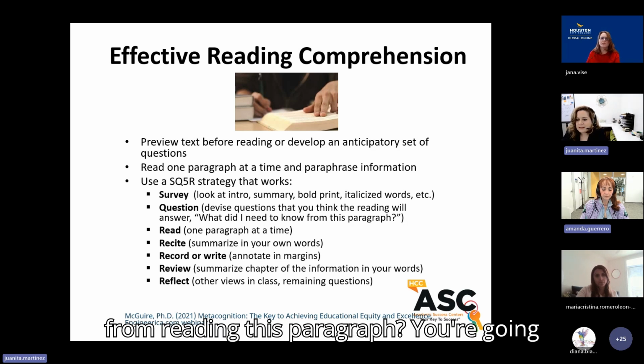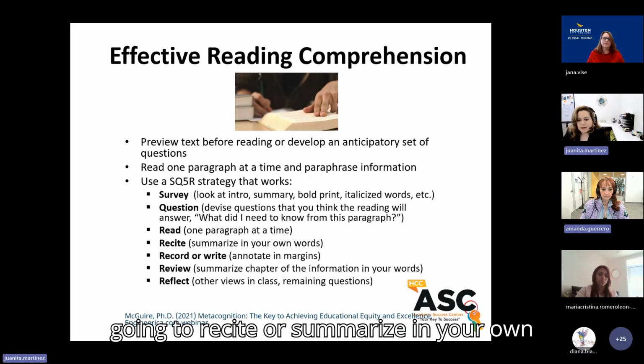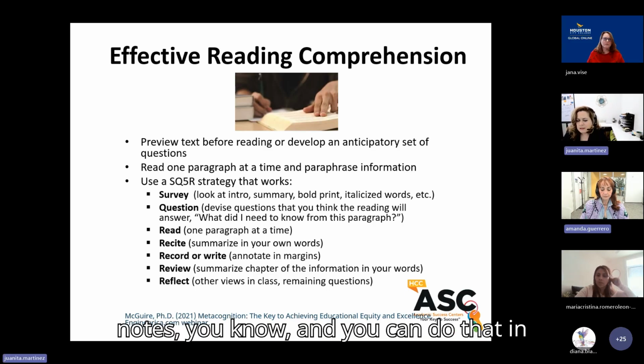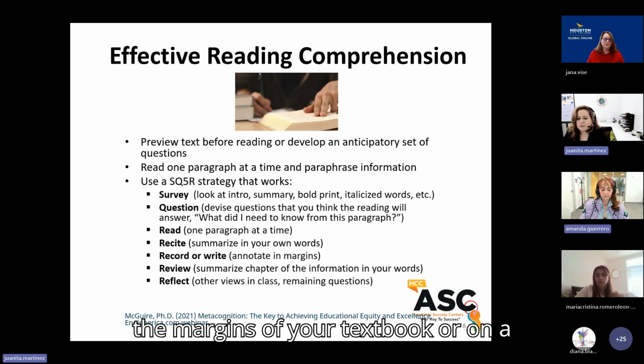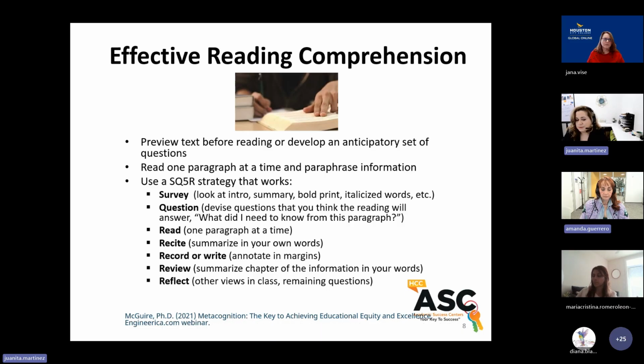What did I learn from reading this paragraph? You're going to read one paragraph at a time. You're going to recite or summarize in your own words what you just read. And you're going to record or take some notes, and you can do that in the margins of your textbook or on a piece of paper. Take some notes about what you're reading. Then you're going to review or summarize the chapter of the information in your own words.